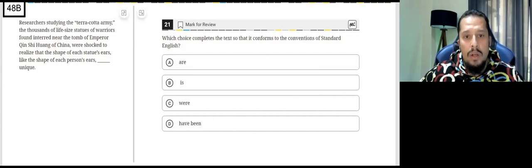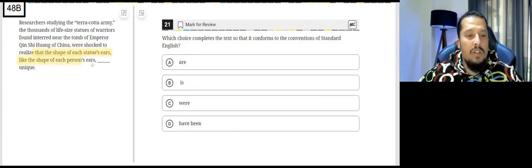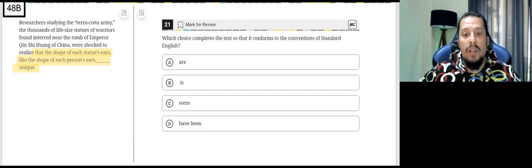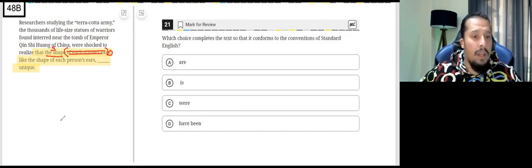Question number 21, another verb-based question. I'm going to begin from the that clause, right? That, because the relative clause is like its own little separate island. It has its own subject and its own verb. So the shape, this is the subject, right here. Of each statue's ears, this is a preposition, comma, right? So we're going to ignore the preposition. We're going to just remove that, get that out of our way, right?